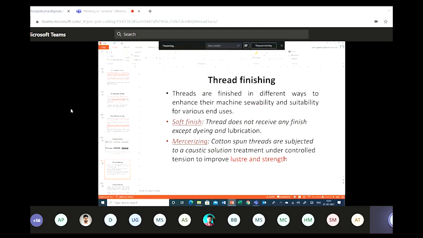When you apply finish on your thread, the time involved in applying the finish is limited, because you are passing the thread through a trough, and in the trough there may be a kiss roller, and the kiss roller will apply the finish. The time involved is very low, and for that you want to spread the finish uniformly on all the surface of the thread.